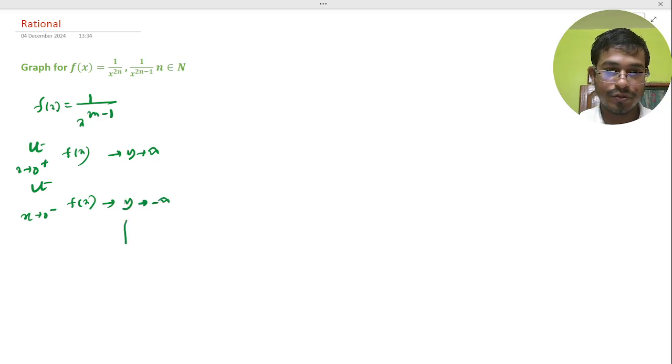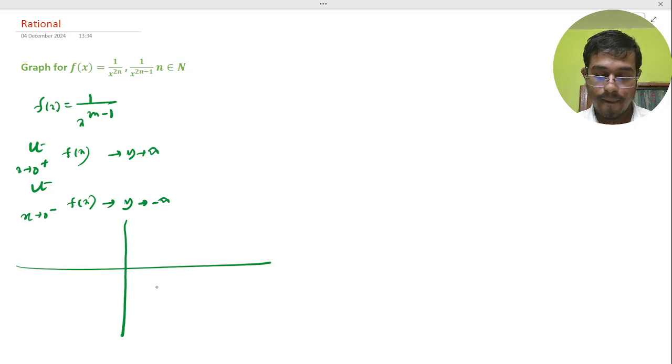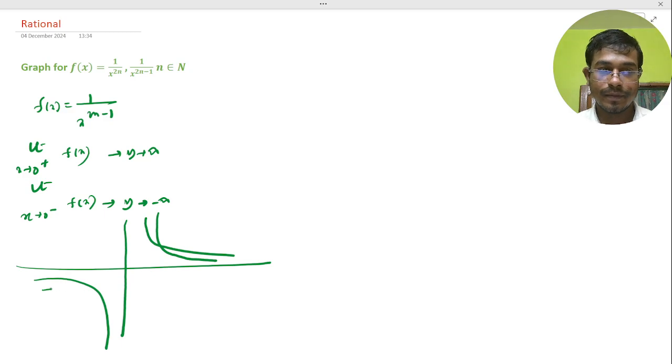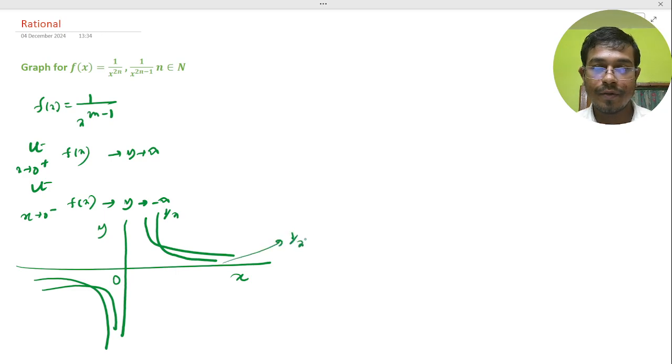The graph we see is the plot of y equal to 1 by x. This is the origin, this is x and y, and this is for 1 by x, and this is for 1 by x cube.